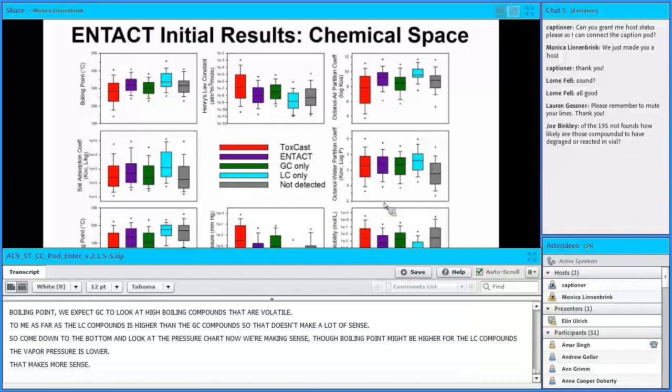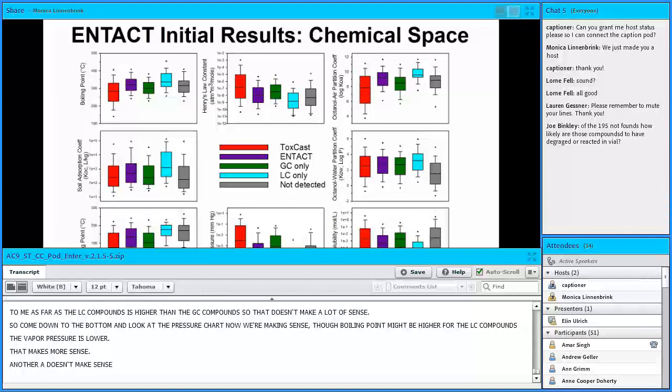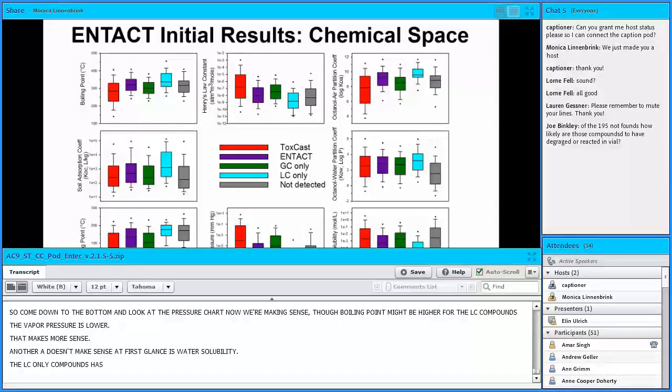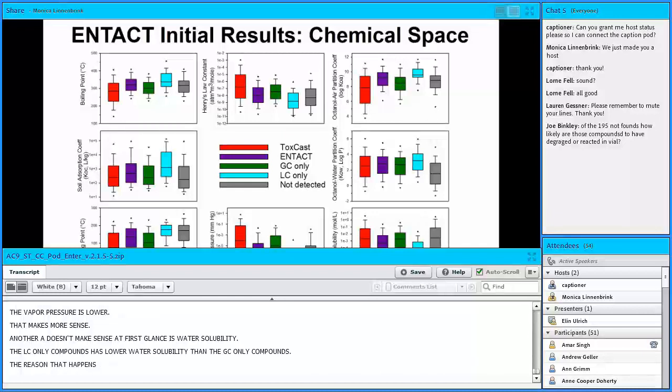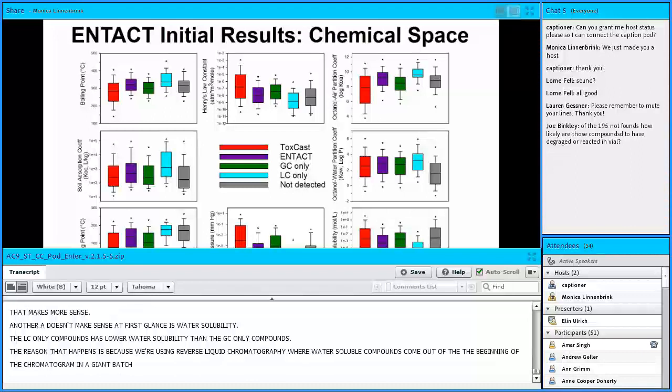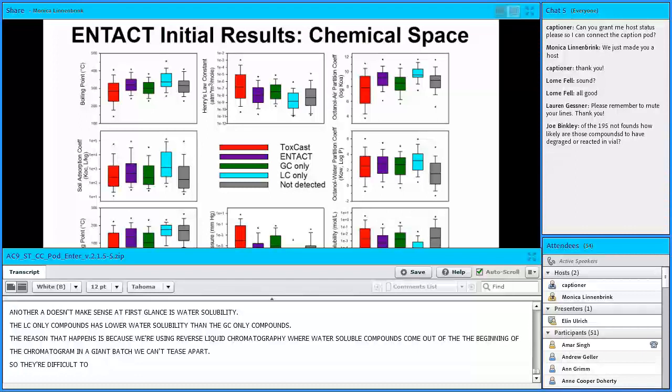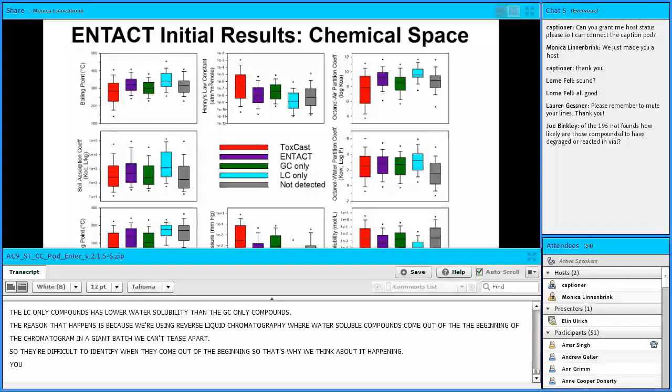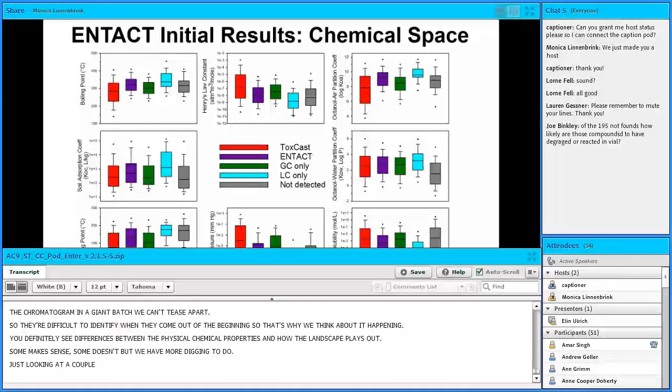Another one that doesn't necessarily make sense at first glance is the water solubility. The LC-only compounds have lower water solubility than the GC-only compounds. And the reason we think that happens is because we're using reverse phase liquid chromatography, where all of those very polar, very water-soluble compounds come out at the very beginning of the chromatogram in a giant batch that we can't tease apart. And so they're very difficult to identify when they all come out at the very beginning. So that's why we think that is happening. So again, you definitely see differences between the physicochemical properties and how the landscape plays out. Some of it makes sense, some of it doesn't, but we've got some more digging to do. Again, we're just looking at a couple of very initial results from what we've gotten back from ENTACT.